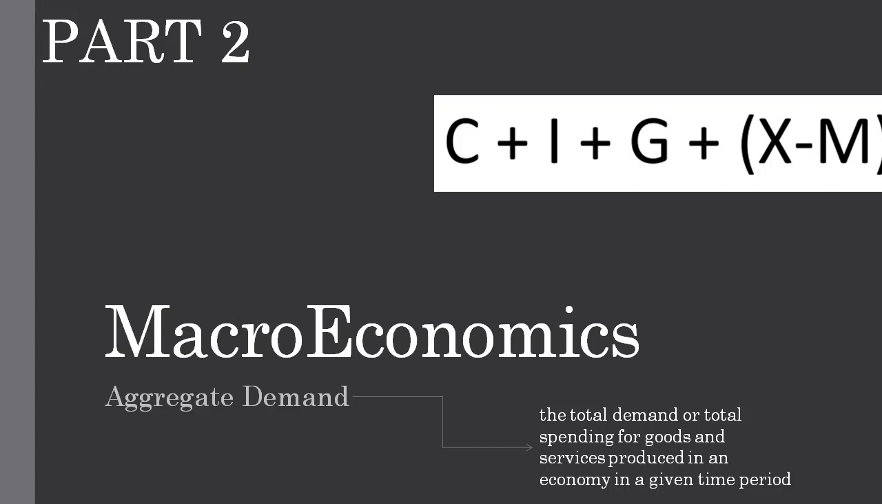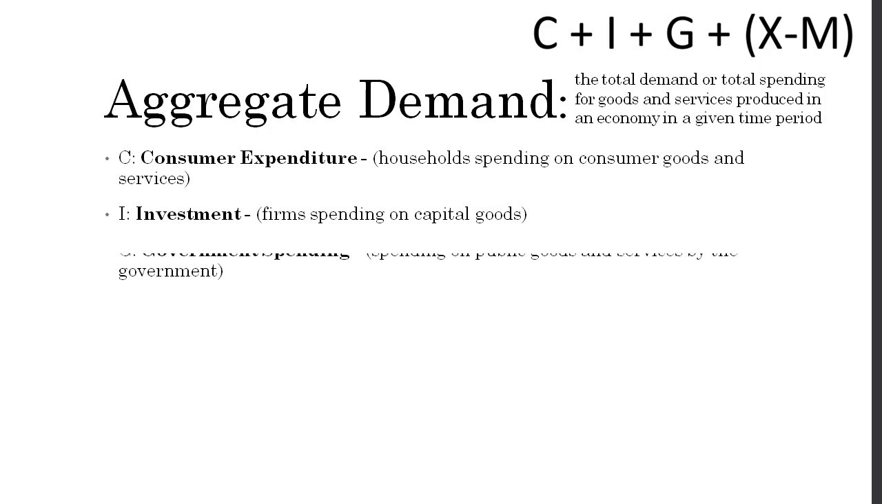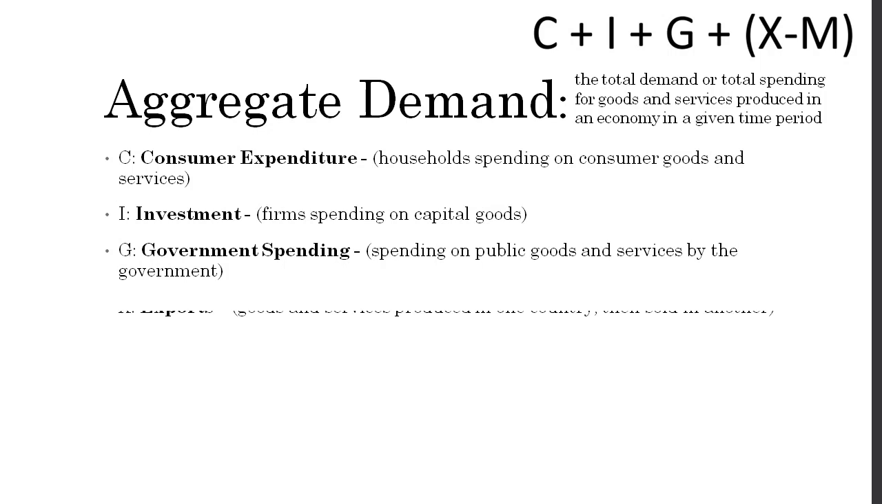Before we begin, we'll recap each of the components and what they actually are. C represents consumer expenditure. This is household spending on consumer goods and services. I represents investment. This is firm spending on capital goods, assets that will be later used in the production of more goods and services. G stands for government spending. This is spending on public goods and services by the government.